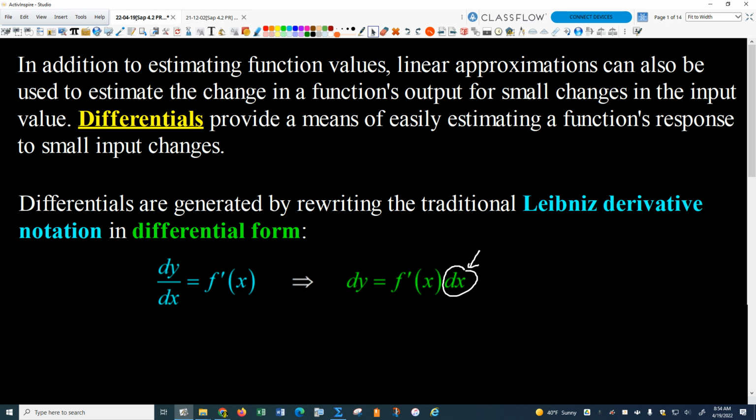We're just going to take this original relationship and multiply each side by dx. That's it. So instead of dy/dx equals f prime of x, we end up with the differential dy equals f prime of x times dx. We're going to practice taking some derivatives using this notation in a second, and it's no big deal. There's nothing harder or different about it, really. It's just new.